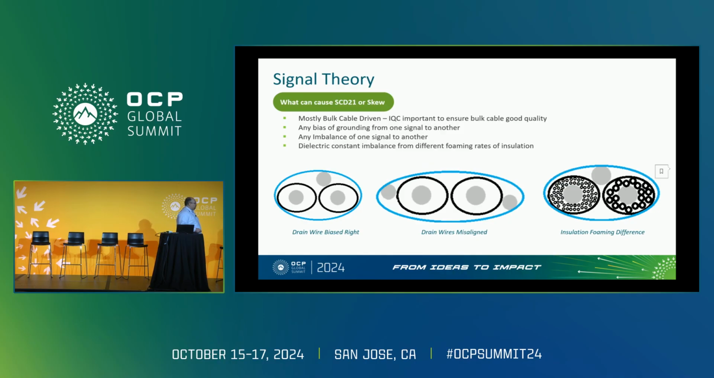What causes this? Well, your drain wire can be biased to the right side. That's going to cause skew and common mode conversion issues. Your drain wires can be misaligned. That's going to cause SCD21 and skew issues. Your insulation foaming could be different. That's going to cause SCD21 or skew issues. But really, to get to the bottom of it, we want to understand how big of issues these are.